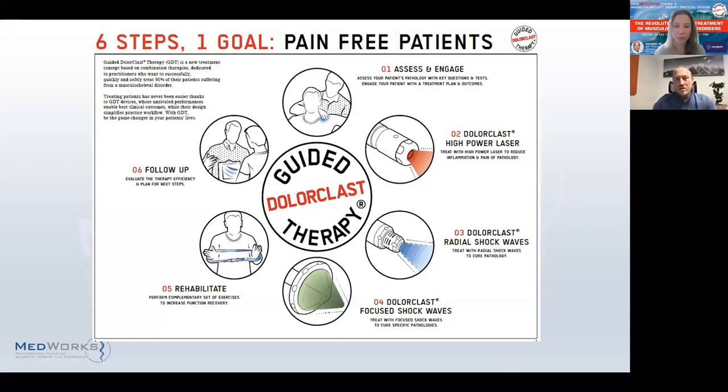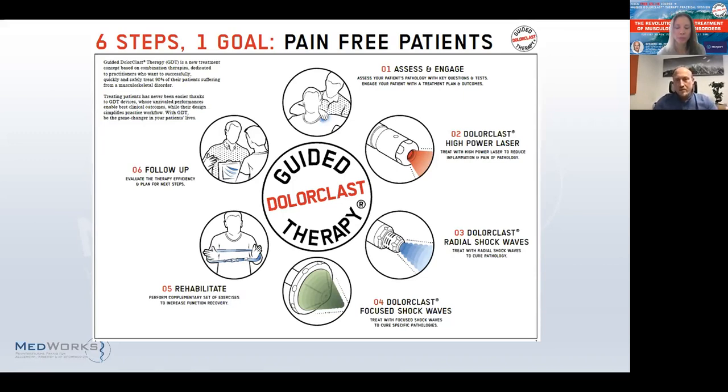First of all, the GDT, the Guided DolorClast Therapy, is a new kind of therapy plan that we have from EMS. I don't have to explain the first, fifth and sixth steps, because anamnesis, rehabilitation and follow-up are pretty normal for everybody who is a therapist working with patients. But the second, third and fourth steps are very important for us, because I think it is a game changer to use the DolorClast high power laser before you work with your shockwave device, both the radial and the focused shockwave device from EMS.